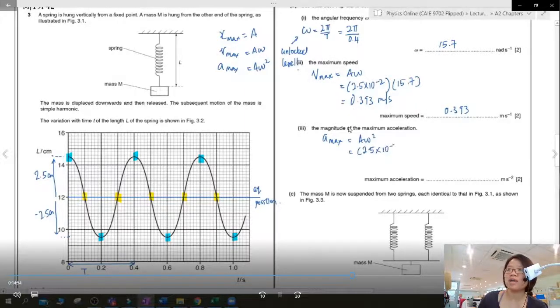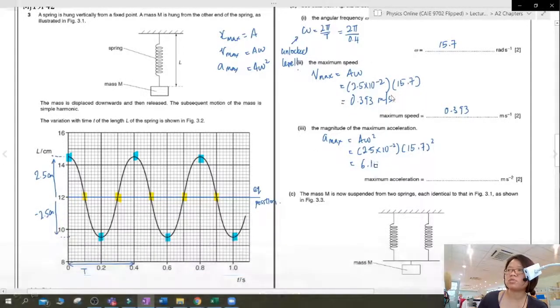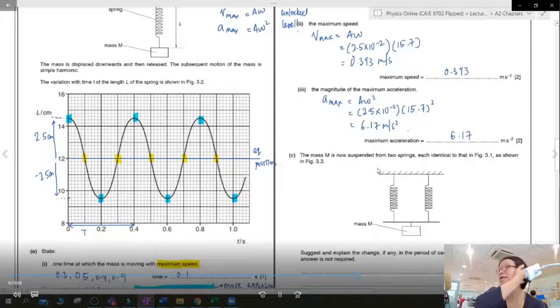Maximum acceleration is A omega squared. Note the operation. Whenever we go one level of maximum, from displacement to velocity to acceleration, we multiply by omega each time. So to find maximum acceleration, we will take A omega squared, which is just this number squared, and then you will get 6.17 meters per second squared.